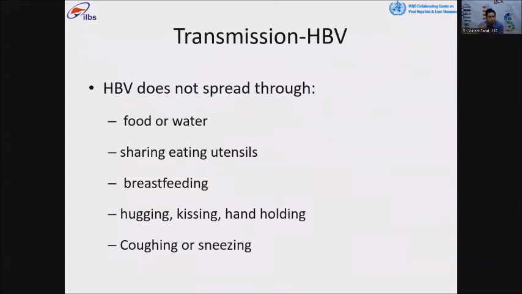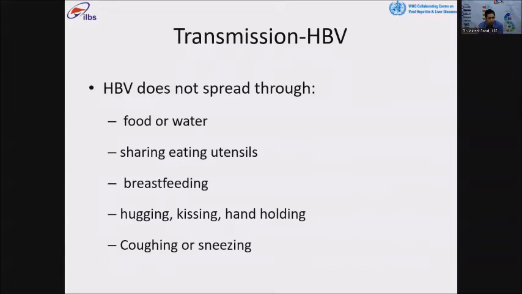Hepatitis B, hepatitis C, or HIV does not spread through food and water. It does not spread through eating together. It does not spread significantly through breastfeeding. With casual contact, it does not spread. You can hug them, you can touch them. There is no risk with that. It does not spread through coughing and sneezing.